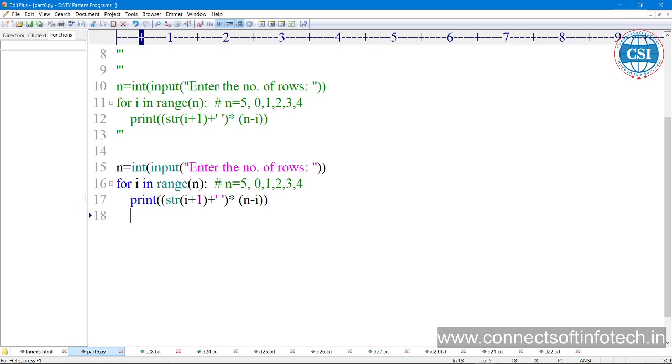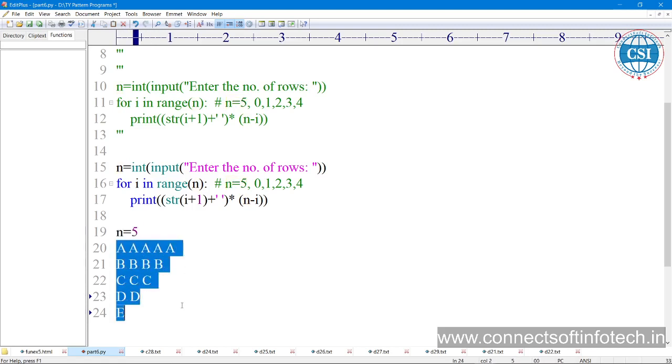Suppose you enter n is equal to 5. So what do I want as output? In the first row I want 5 times A. In the second row I want 4 times B. In the third row I want C, how many times? 3 times. Then D 2 times and E 1 time. Observe carefully. If you enter n, the number of rows is 5, starting from A. It is an inverted right angle triangle.